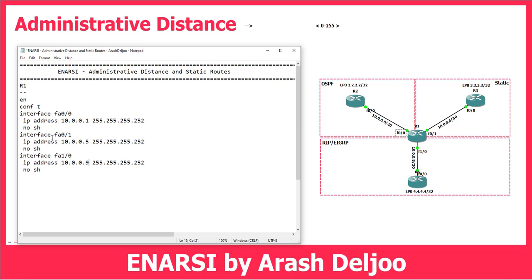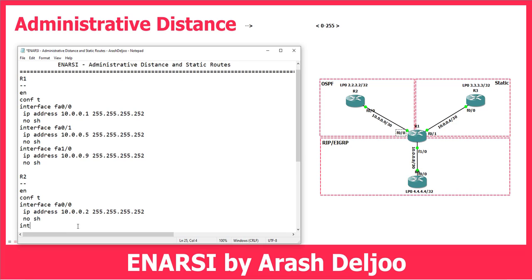And about the configuration of router 2, let me copy this part. This is the configuration of router 2 for IP addressing. Router 2. Here we have the FastEthernet 0/0 interface, and the IP address of this interface is 10.0.0.2, 255.255.255.252, no shutdown. Also, we have one loopback interface. Let me configure the loopback interface.